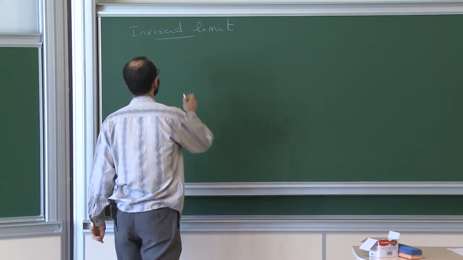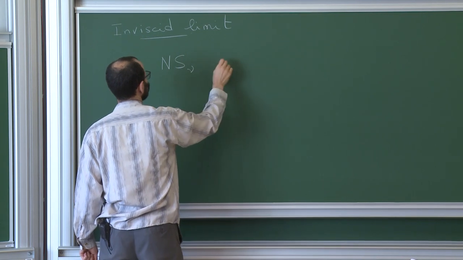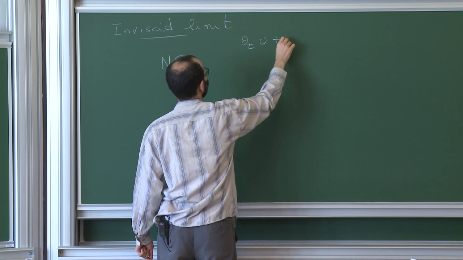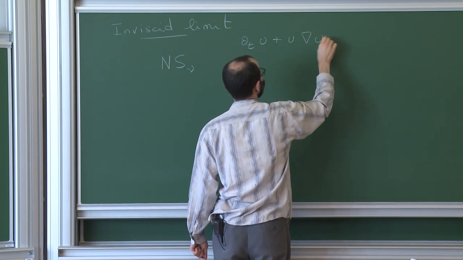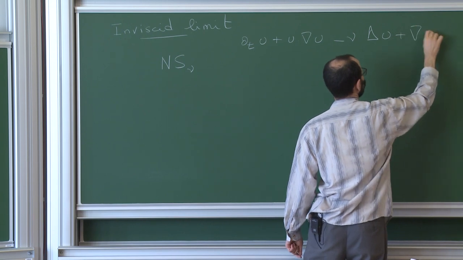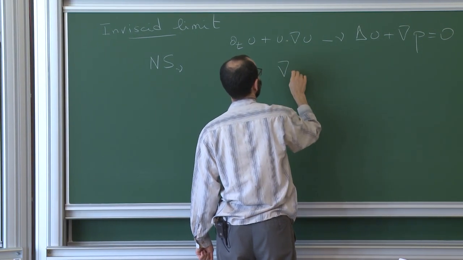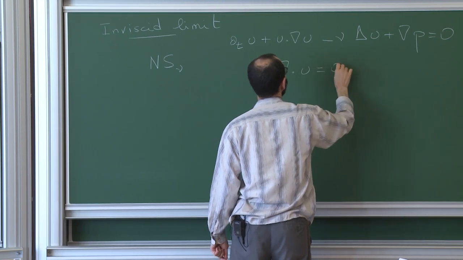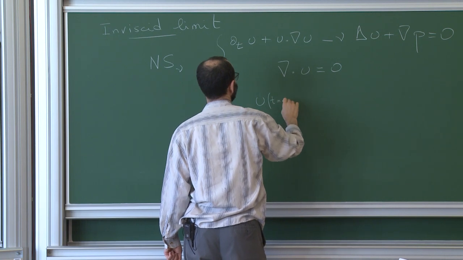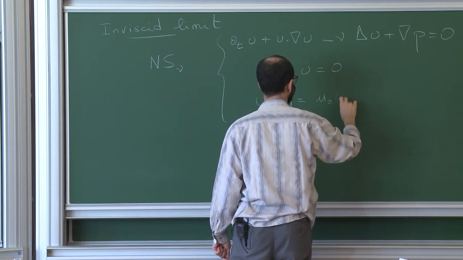And so the idea was to start from Navier-Stokes with a viscosity nu. So basically we had an equation of this type, with divergence free condition, and u at time zero is some u zero of x.